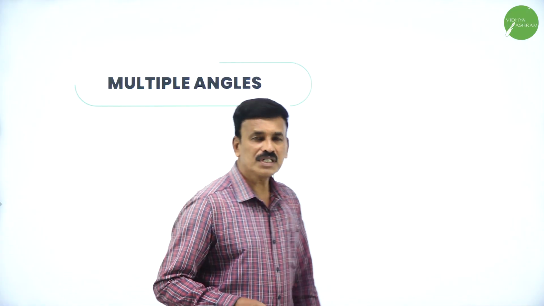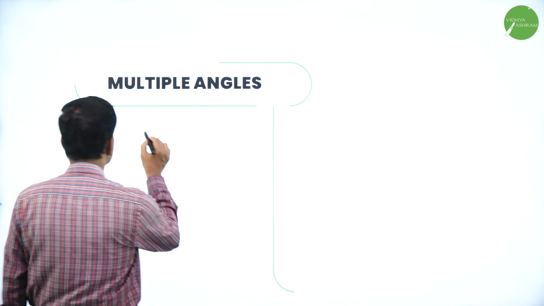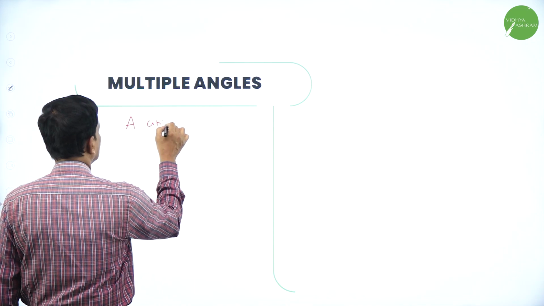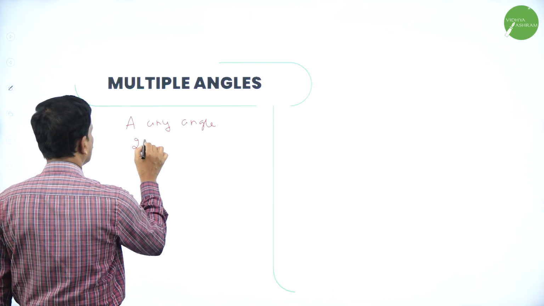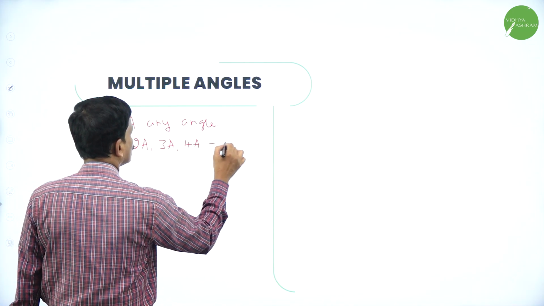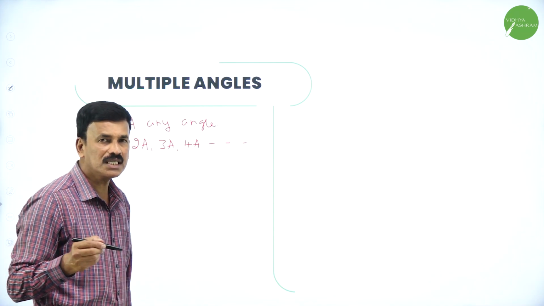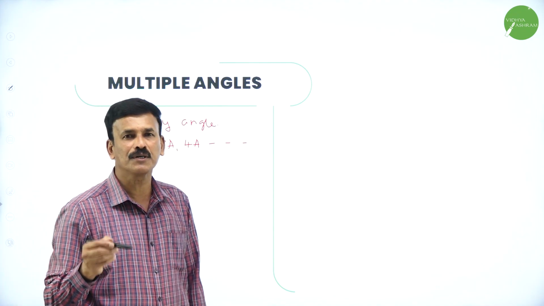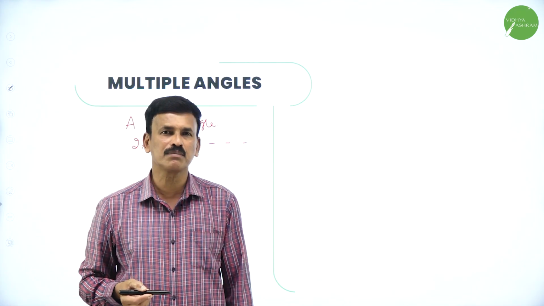Now, what is a multiple angle? Suppose A is any angle, then the angles of the form 2A, 3A, 4A, etc. are called multiple angles of A.